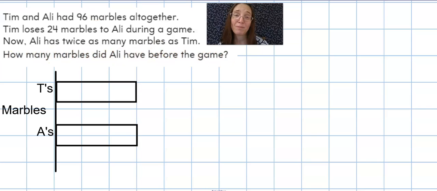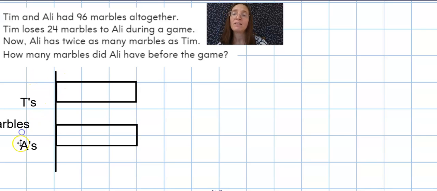The problem with word problems is the words, and boy does this problem have a lot of them. But to get off to a good start, I first figured out what we are counting here. In this case, we're definitely counting marbles. And who has things in this problem? Well, Tim does and Ali does.